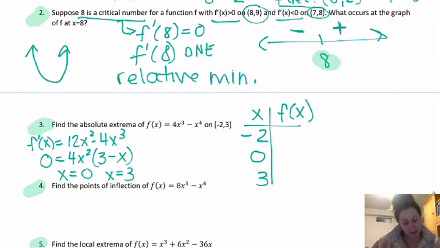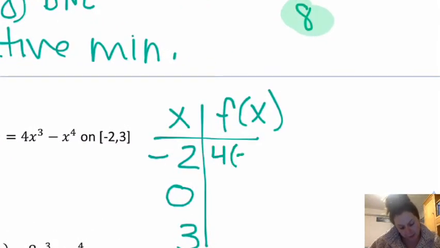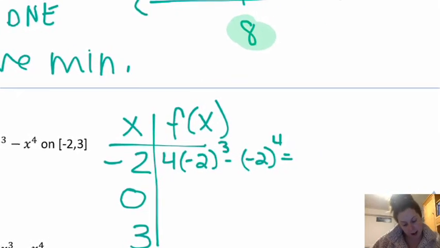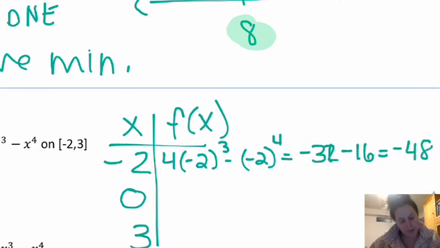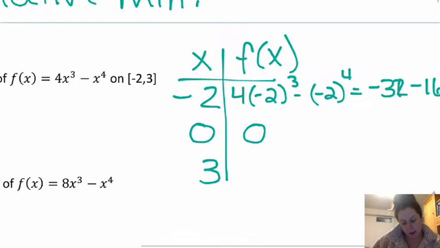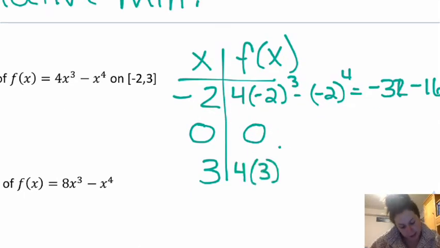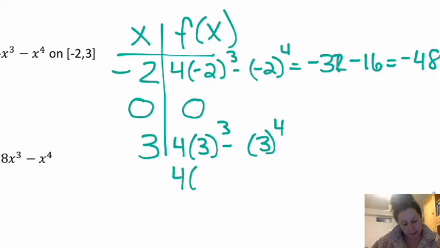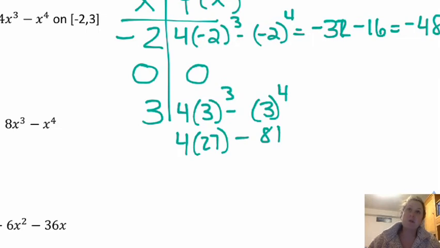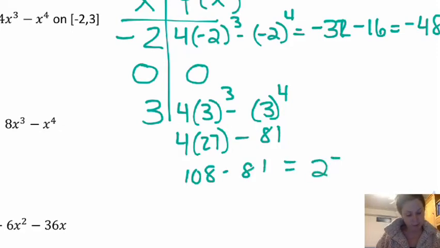So now plugging those back in, here you would do 4 times -2 cubed minus -2 to the 4th. So that's 4 times -8, so -32 minus 16. So that's -48. Plug in 0, you get 0. And plug in 3, you've got 4 times 3 cubed minus 3 to the 4th, right? So that's 4 times 27 minus 81. And 4 times 27 would be 108 minus 81, which would be 27, right?